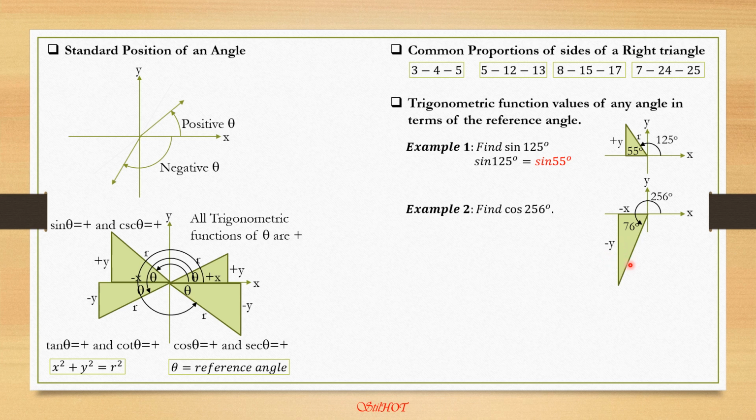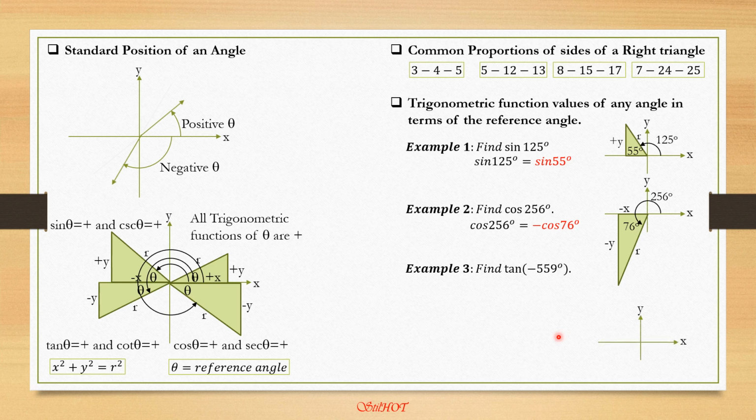Since the terminal side of 256 lies in the third quadrant, x is negative, y is negative, and r is positive because r is always positive. Cosine of 256 is negative x over r. And since cosine of 256 is negative, then in terms of the reference angle, cosine of 256 is negative cosine of 76. If you want to check, use your calculator. You evaluate cosine of 256 and compare it with negative cosine 76. They are equal. If you have your calculator, check sine 125 and compare it with sine 55. So they are equal.